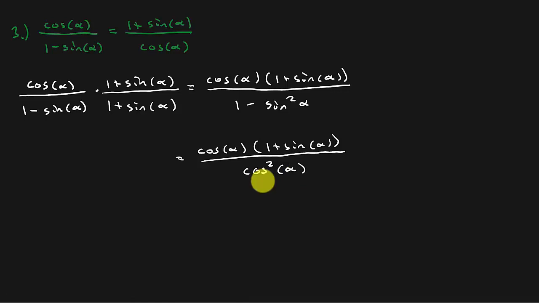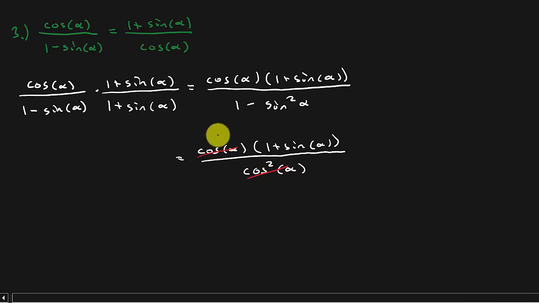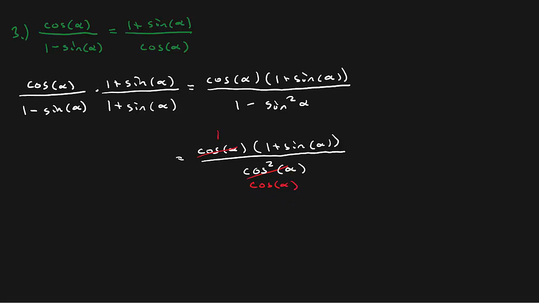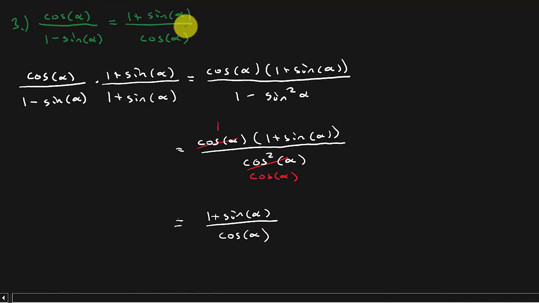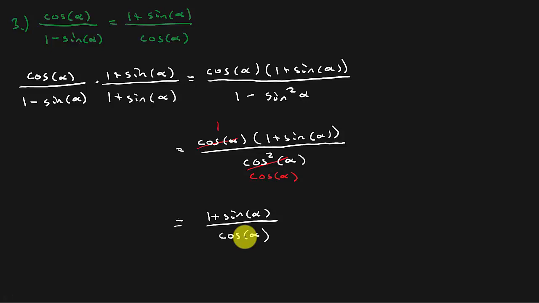And look at this. This and this cancel. I'm left with a 1, and I'm left with cosine alpha. So this is equal to 1 plus sine alpha over cosine alpha. And there's the right-hand side. That's what we were trying to show, this up here. And we showed it. All right? So that's another technique. You can multiply numerator and denominator by something. Okay?